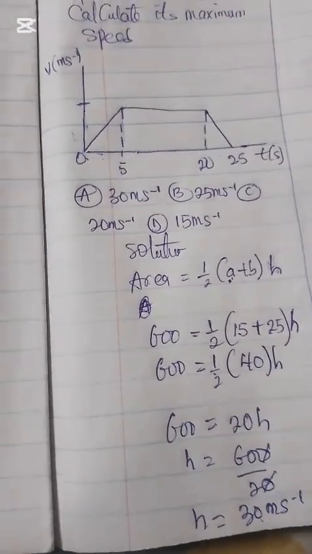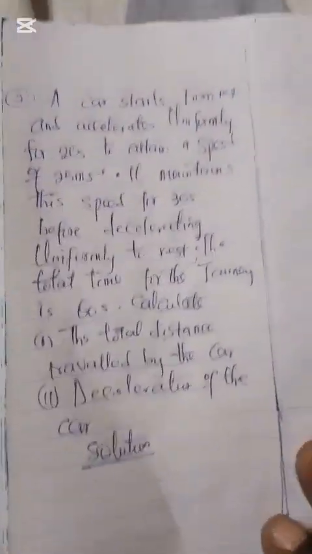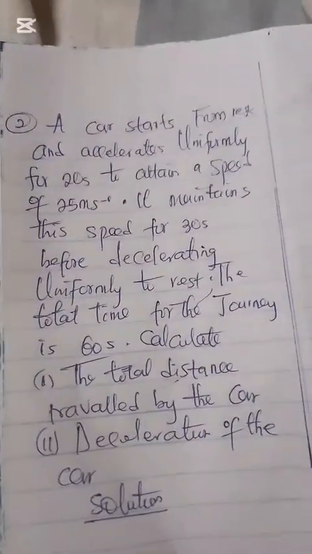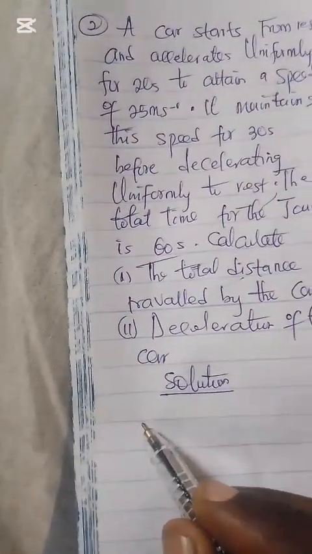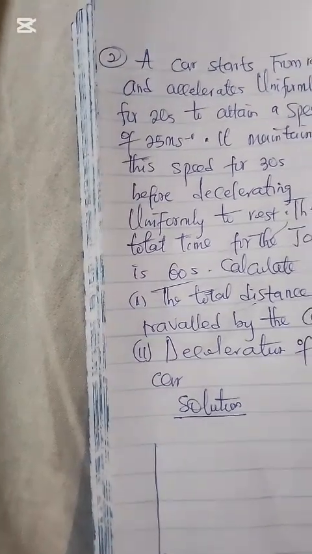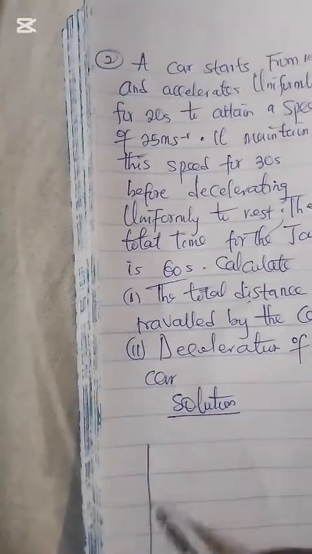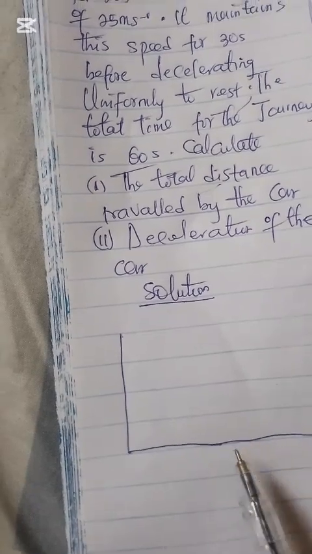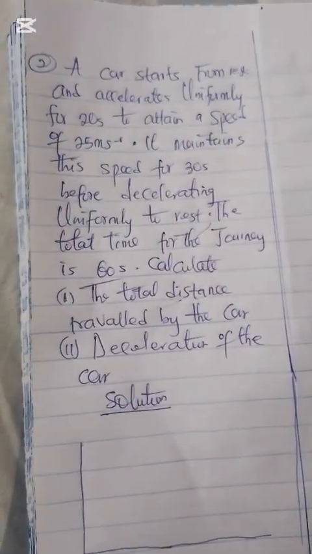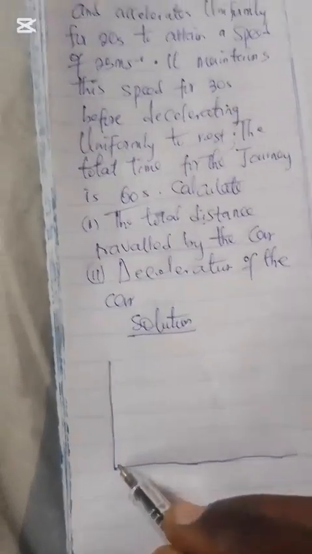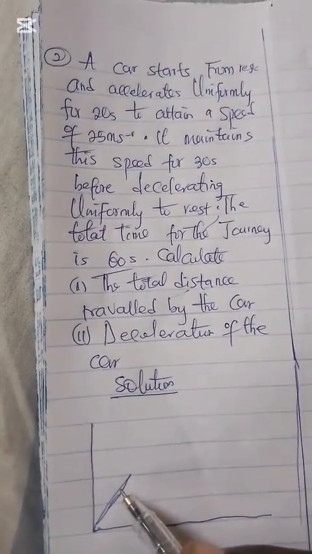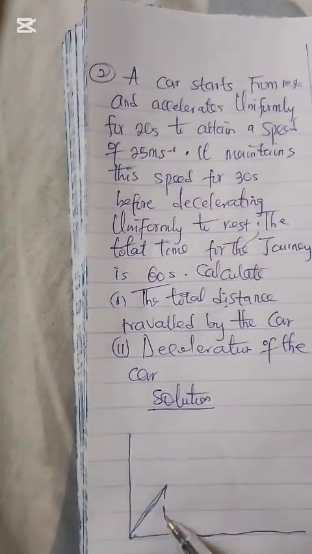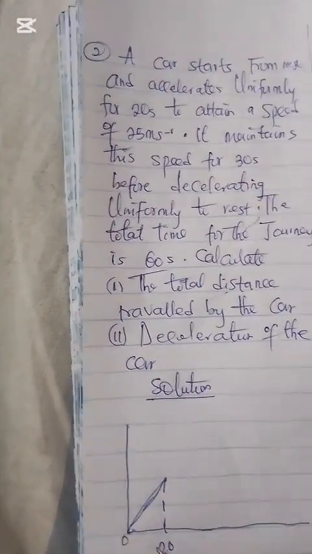Let's try another question. A car starts from rest and accelerates uniformly for 20 seconds. So we are going to represent it diagrammatically first. That is the first thing that should come to your mind. So this is velocity and this is time. So a car starts from rest and accelerates uniformly. So from rest should be here. It accelerates uniformly for how many seconds? For 20 seconds. So for 20 seconds, the time here should be 20 seconds. So here should be 0.